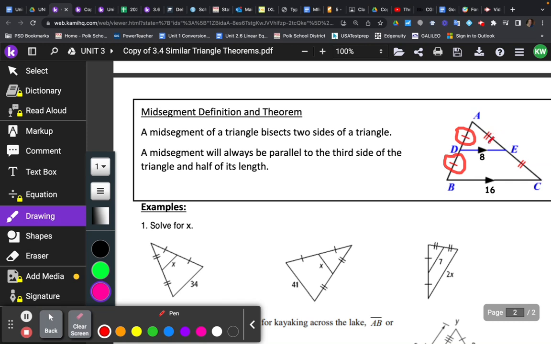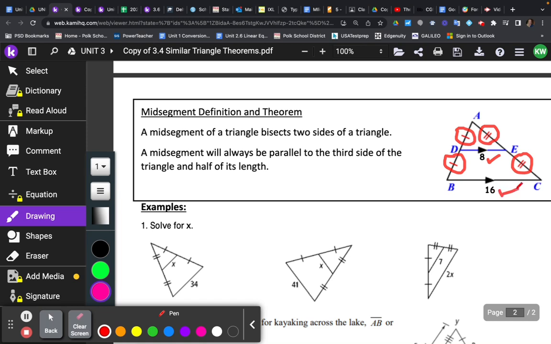So let's take a look. Note that you see a double tick mark on this side and on this one. So E can be proved to be a midpoint of AC. Pay close attention to that. Now, when this happens, a mid-segment will always be parallel to the third side of the triangle, but also half of its length. So we see 8 and we see 16.